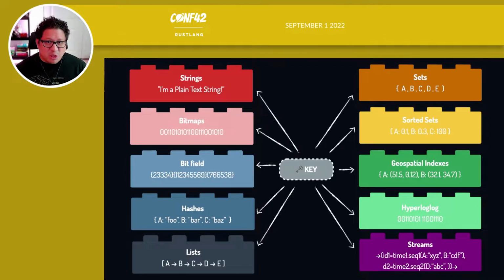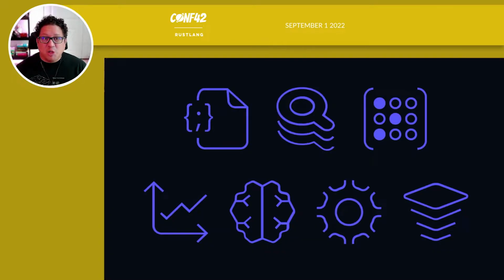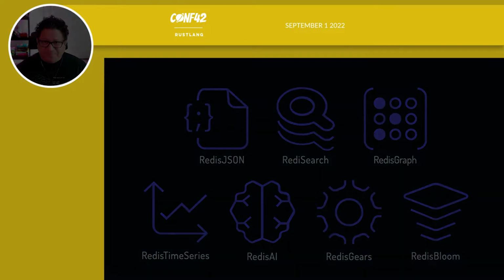But like I said, there's much more than that. You can extend Redis by adding new data types and new commands to manipulate those data types. As a company, we promote 7 different modules that extend Redis with new data types and commands. Those are Redis JSON, Redis Search, Redis Graph, Time Series, AI, Gears, and Bloom. And they extend Redis to basically behave like a document database, a full-blown search engine, a graph database, etc.